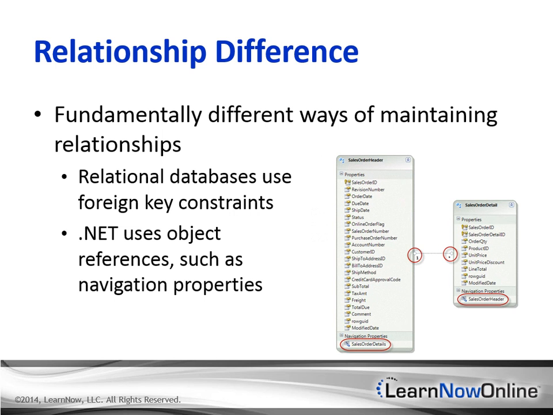Now, in contrast, .NET maintains relationships between objects using object references. There are a variety of ways to implement this in a class, but one way is to have what are sometimes called navigation properties, which is actually the Entity Framework term for it. And you have these navigation properties in each object that are related to other objects. For a one-to-many relationship, for example, the master object would have a collection property with references to multiple child objects, each of which has a property referencing that same master object.